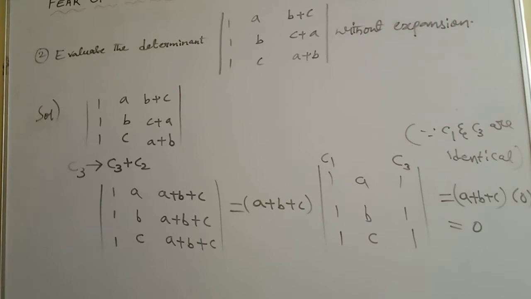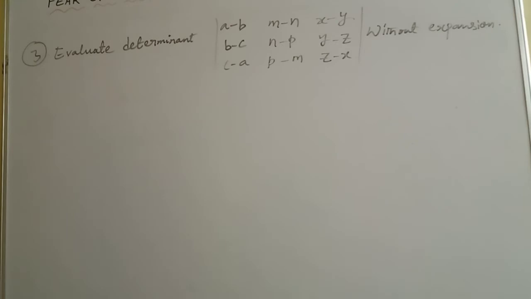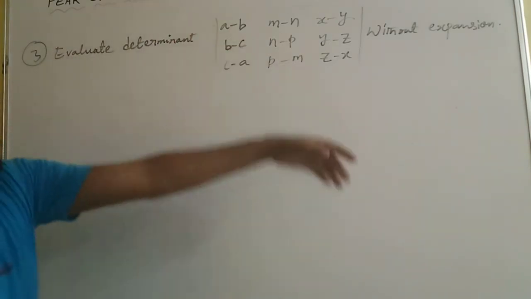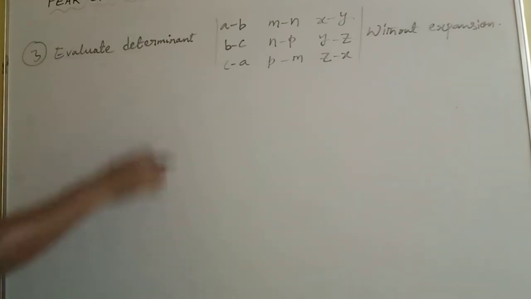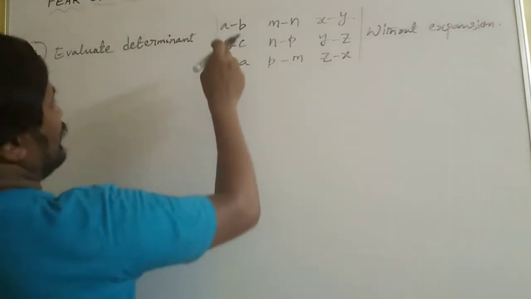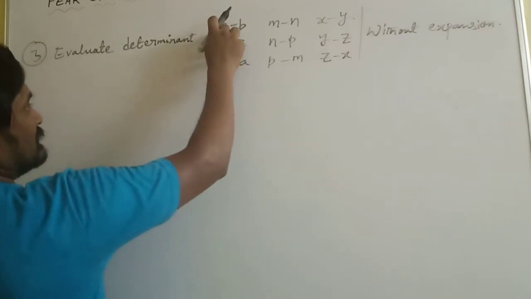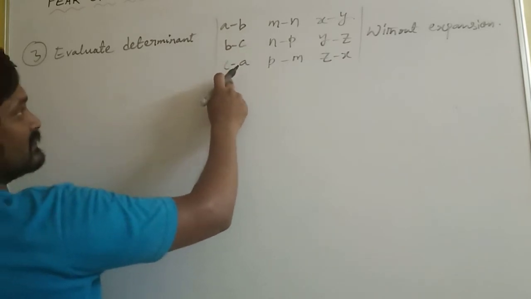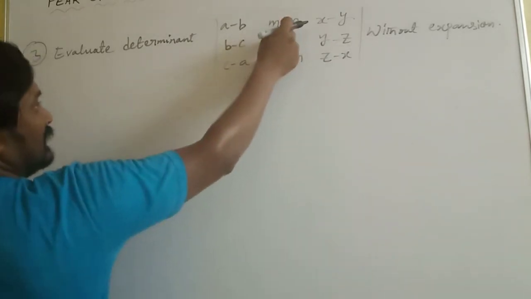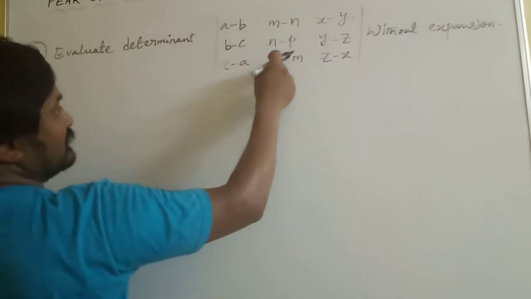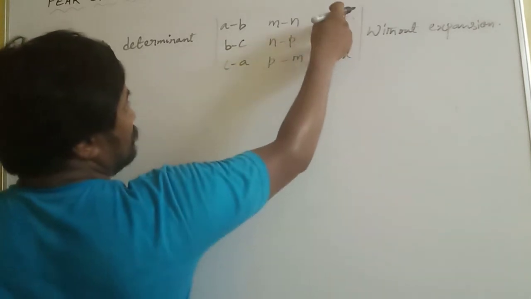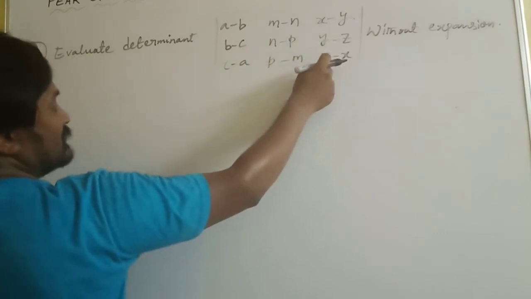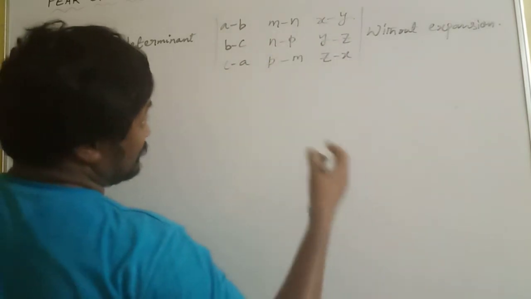Let's move on to the third one. Evaluate the determinant without expansion. By observing this, see, when I add this all, what will happen? Plus A minus A cancel, minus B plus B, minus C plus C cancel, becomes as 0. Same method, M minus M, minus N plus N, minus P plus P cancel, 0. X minus X, minus Y plus Y, minus Z plus Z, these all cancel, becomes as 0. So that it becomes very easy.